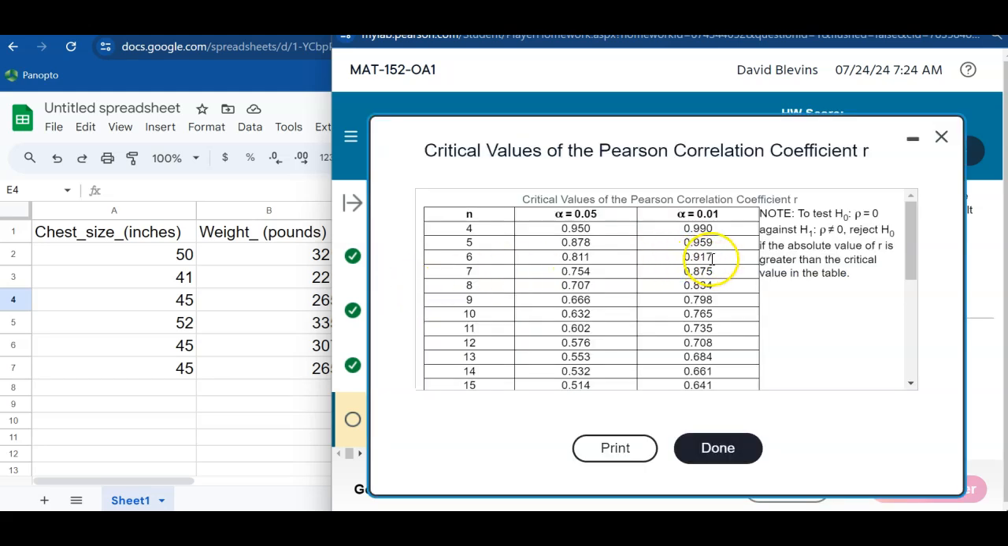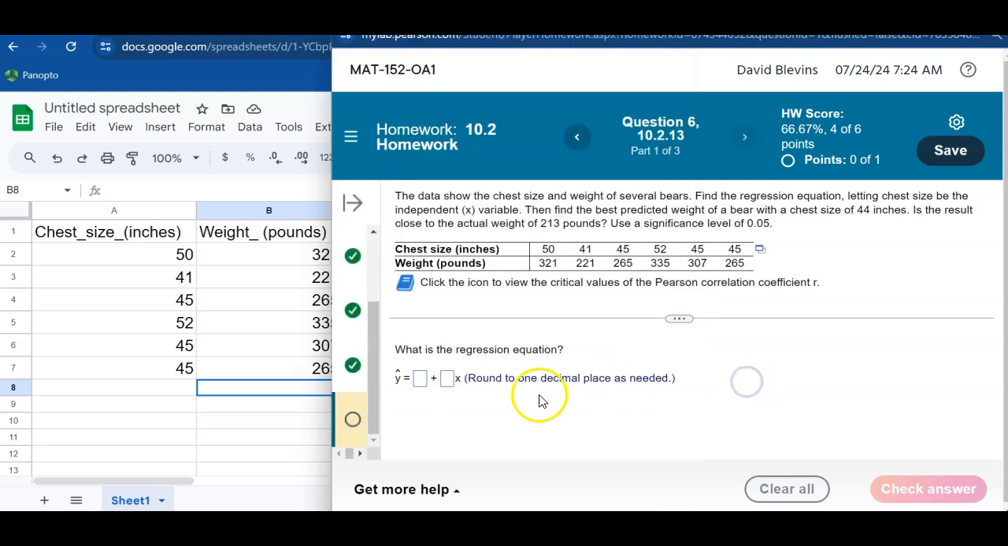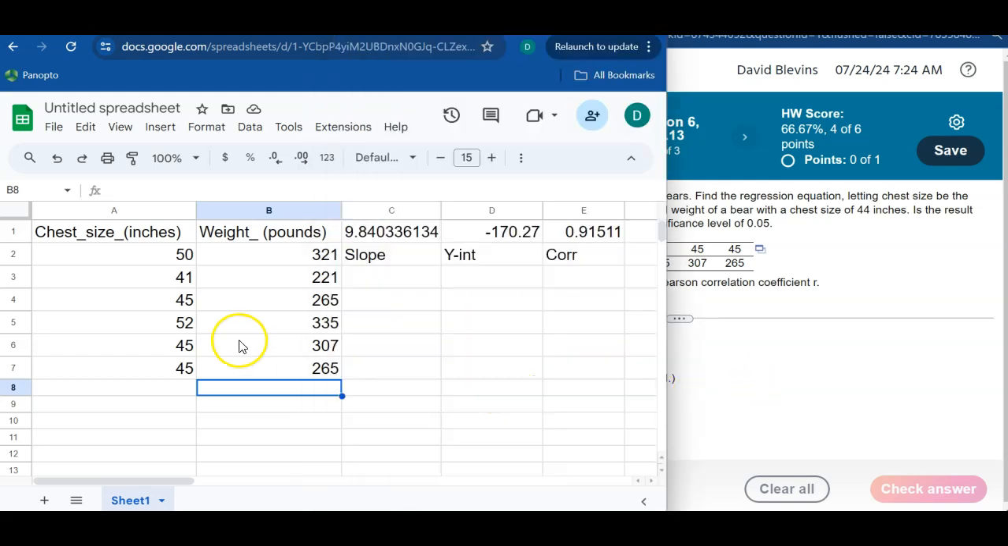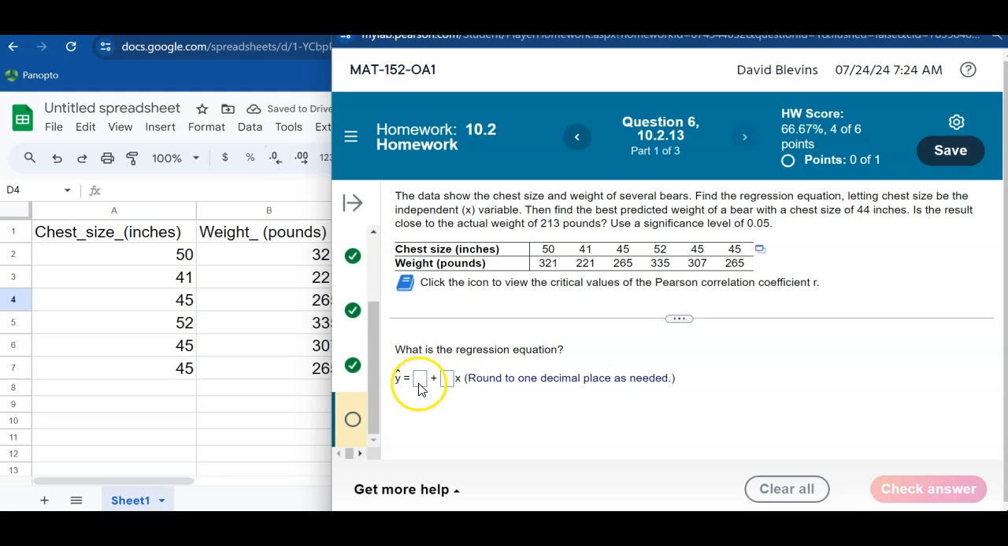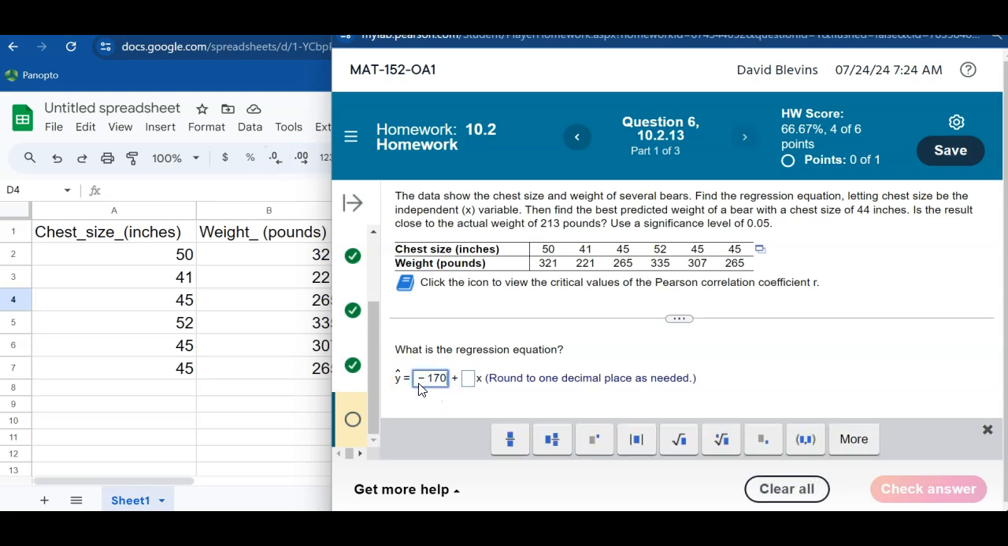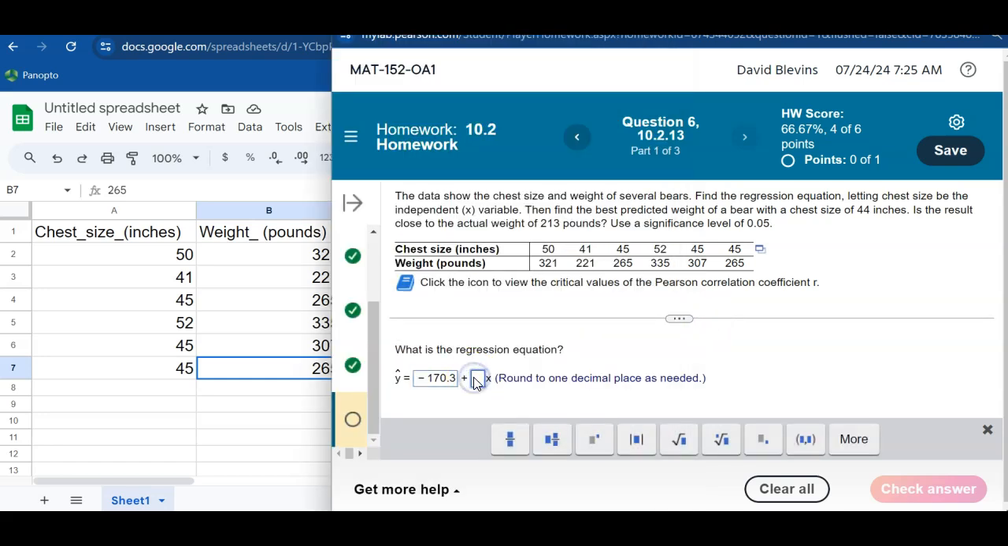Okay, so I am going to use the line of best fit for my prediction. We'll talk in just a second about what would happen if we were not using the line. So there's my slope, and it says 1 decimal place, so I'm going to highlight both of these and bring them back to just a single decimal place. The number without an X is the y-intercept, negative 170.3, and the slope is 9.8. That's the number in front of X.